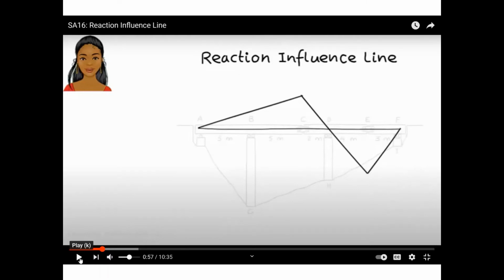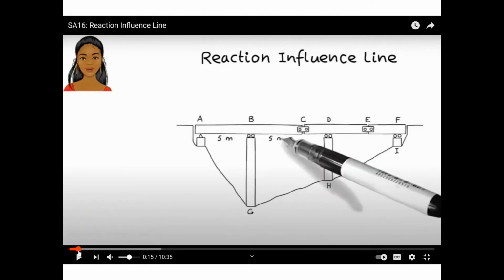So this whole diagram is only for reaction at B when the car is moving from this side of the bridge to the other side. We need in this part of the course to understand the meaning of this diagram. How can we draw this diagram? But before learning how to draw this diagram, I would like to repeat this video one more time.